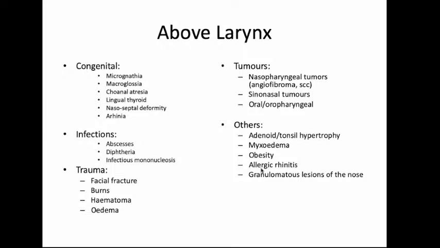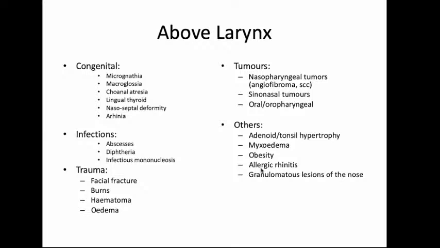The best way is to look at groups of conditions that can cause obstruction. I'm looking at this for the area above the larynx, then the area at the larynx and below the larynx. So I've put them into groups: congenital causes, infectious causes, traumatic, tumors, and then others that I couldn't quite fit in any of the groups.